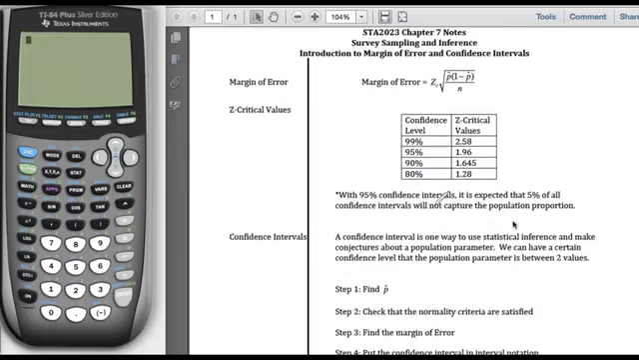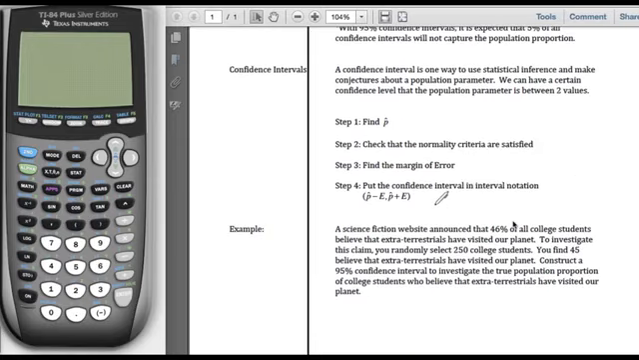To dig further into the idea of confidence intervals, as we said, it's one way to use statistical inference, to use a sample to make an assertion, to make a conjecture about a population parameter. There are 4 steps to follow if you're going to find a confidence interval by hand. Step 1 is to find p hat. You do that by taking your successes and dividing by the sample size.